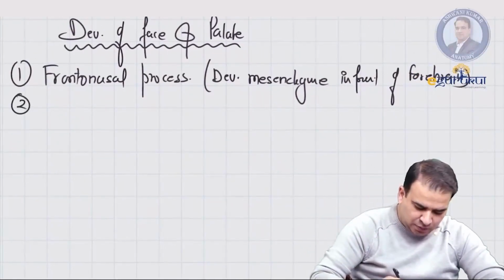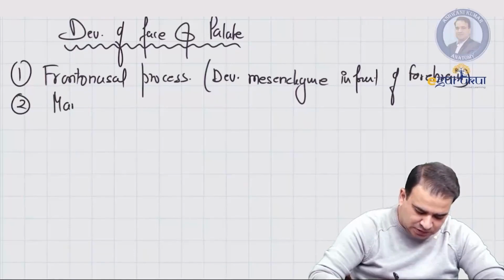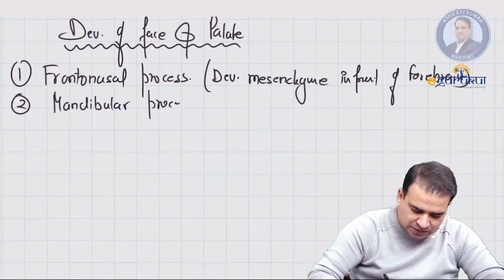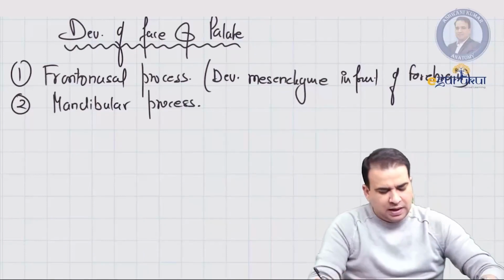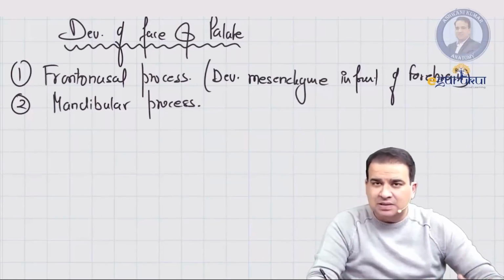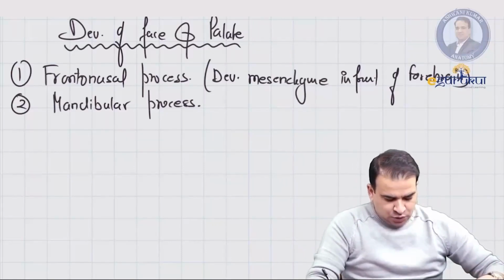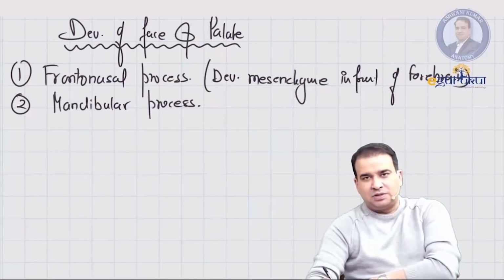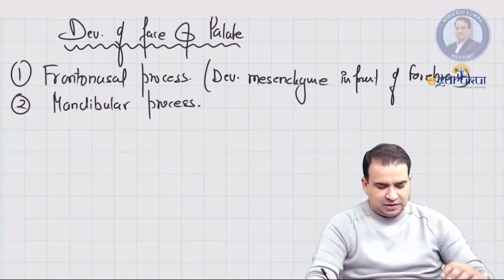And the second component we need for the development of face and palate is the mandibular process, which will obviously come from the first arch. You can call it mandibular process or mandibular prominence. So frontonasal process and mandibular process. This is what we need to understand the development of the face.